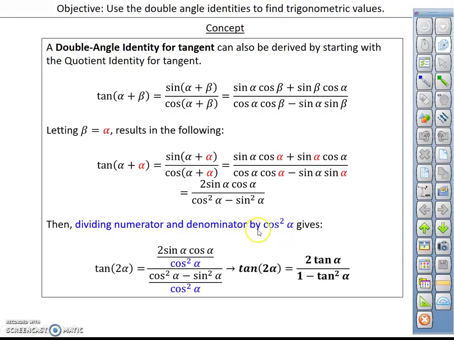Dividing the numerator and denominator by cosine squared alpha gives us this expression, which simplifies to what we call the double angle identity for tangent, which is all, you'll notice, in terms of tangent, no more sines and cosines. So tangent of 2 alpha equals 2 times the tangent of angle alpha divided by 1 minus tangent squared alpha. So that's where they come from.